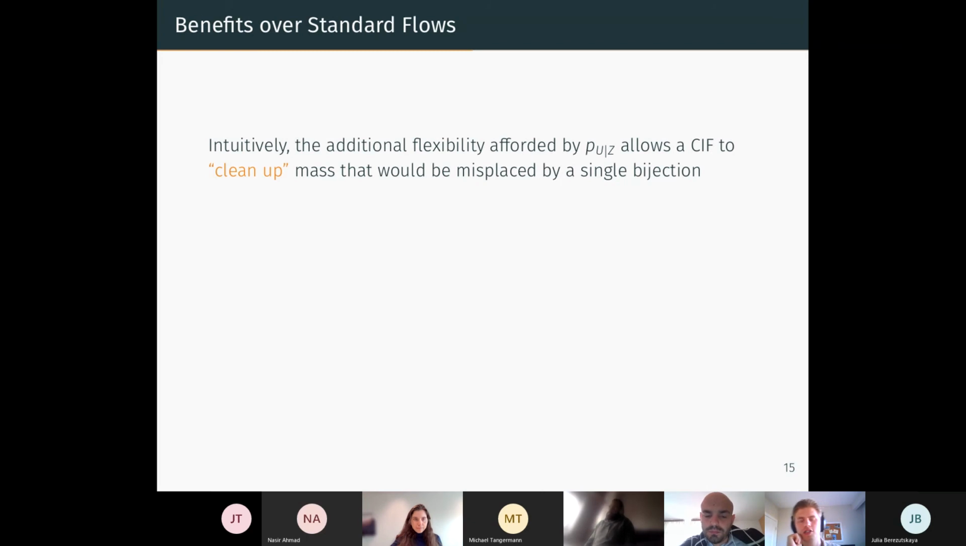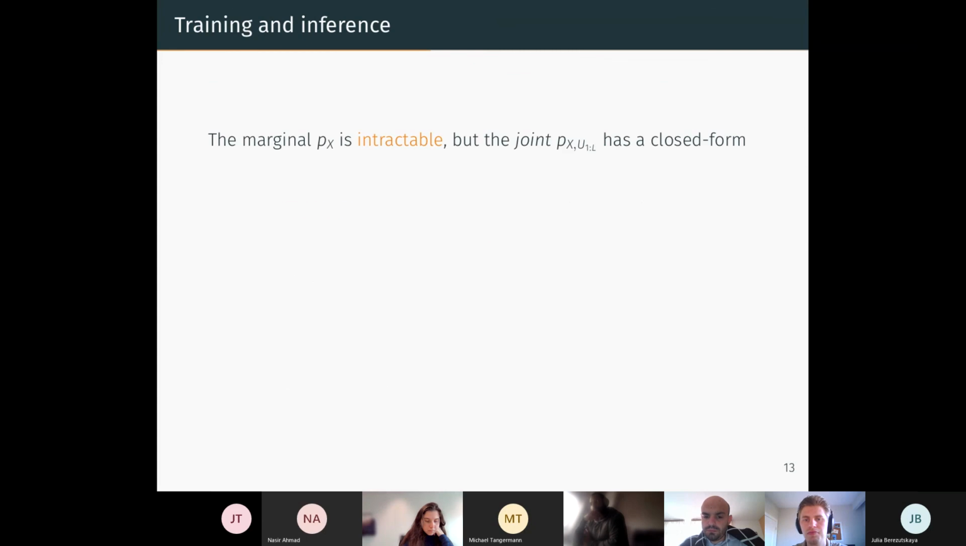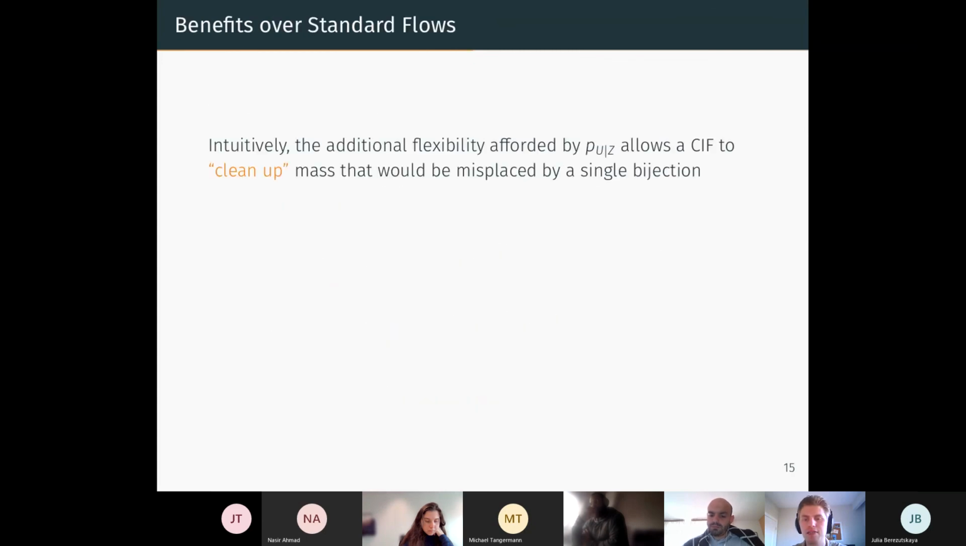So some benefits of this construction over standard flows. The first intuitive benefit is that PU given Z allows a CIF to quote unquote clean up mass that would be misplaced by a single bijection. Let me go back to the model. Sorry for jumping around a bit. This PU given Z can essentially allow you to choose which bijection you want. Let's say in the case of discrete variables, you had two bijections, one mapping to either side of the rectangle. This PU given Z could allow you to choose which bijection to take and basically switch instantly. Maybe not, I mean, the distribution is still continuous, but that's the intuitive benefit.